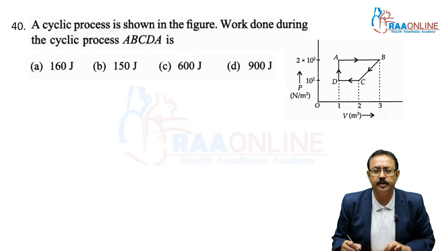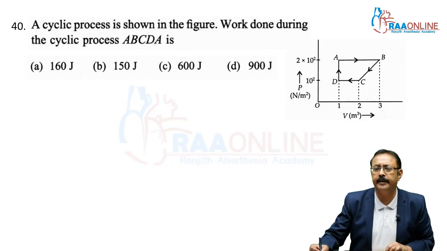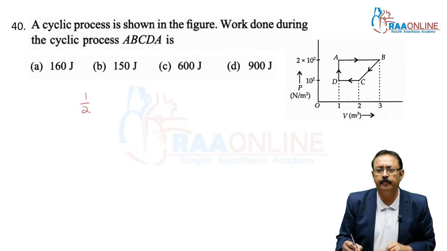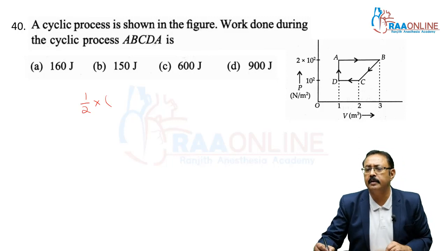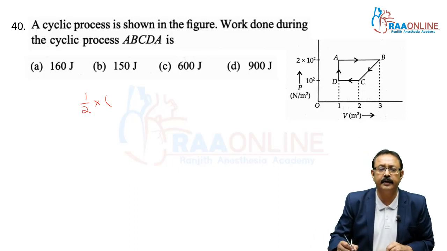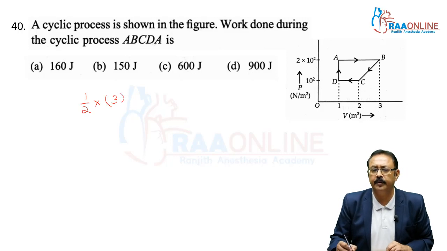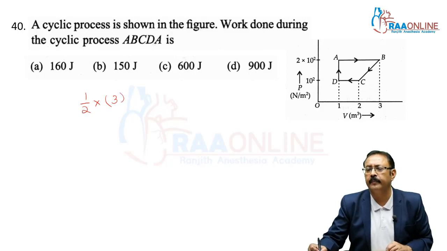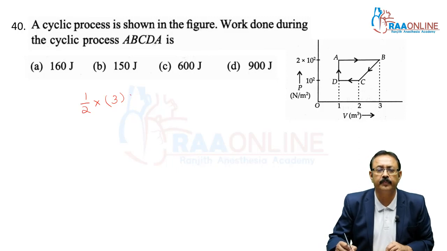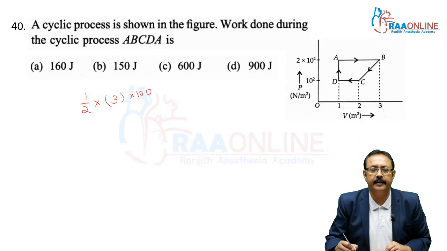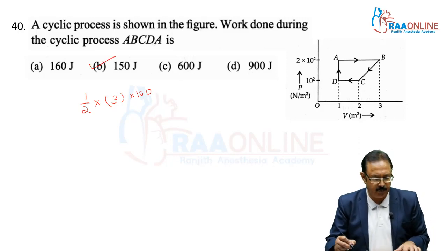Next, a cyclic process is shown in the figure. Work done in a cyclic process means area. Area means area of trapezium, half sum of parallel sides. AB is 1 to 3, it is 2. CD means 1, 2 plus 1, 3, 3 meter cube SI unit, into the distance between them. Distance between them is 2 into 10 to the power 2 minus 10 to the power 2, which is 1 into 10 to the power 2, which means 100. So 300 by 2 means 150 joule.